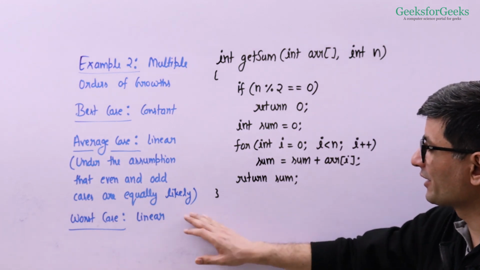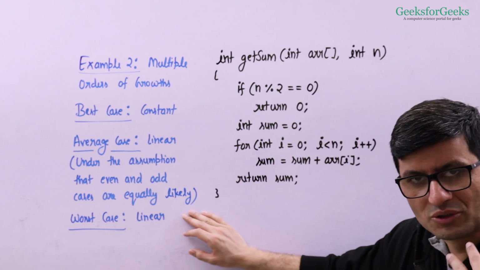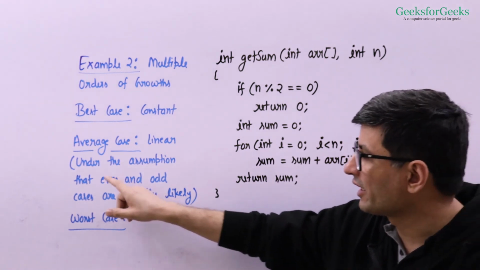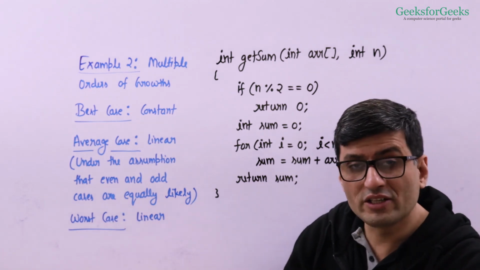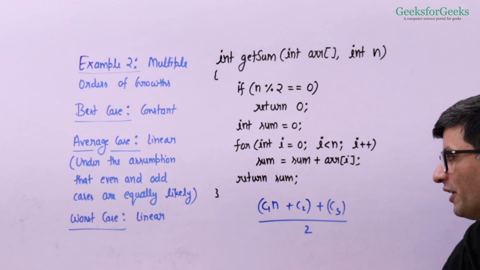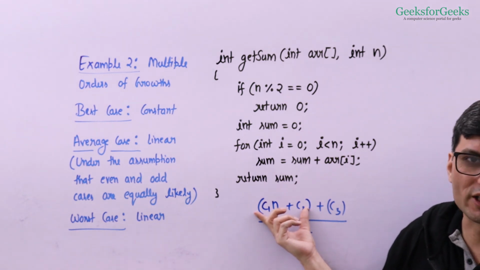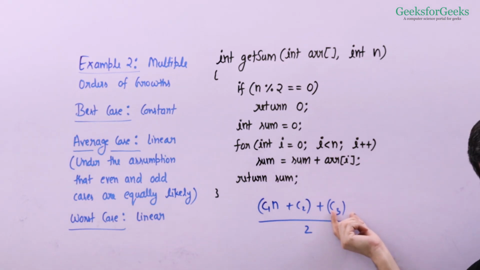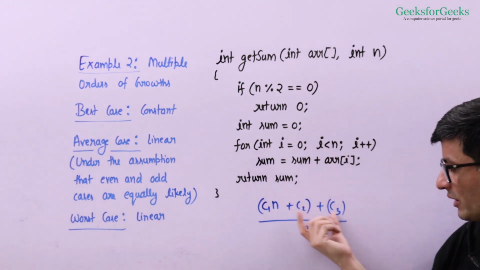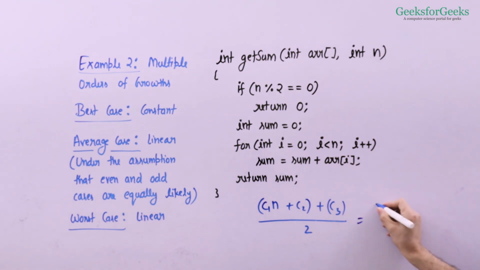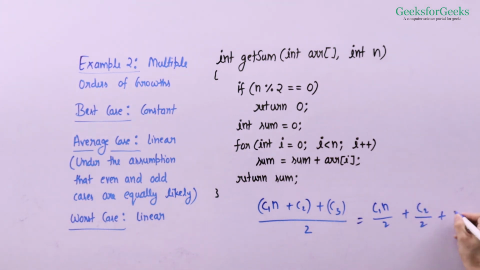And what assumption I have made here is that user is going to provide half of the time even input and half of the time odd input. I have written that under the assumption that even and odd are equally likely. So what is going to happen here? It's going to be linear in half of the cases when the user provides odd sized input array, and it's going to be constant in the rest half of the cases when user provides even sized input array. And if I do the sum of these two and divide it by 2, right, I am going to get something like C1n by 2 plus C2 divided by 2 plus C3 divided by 2.